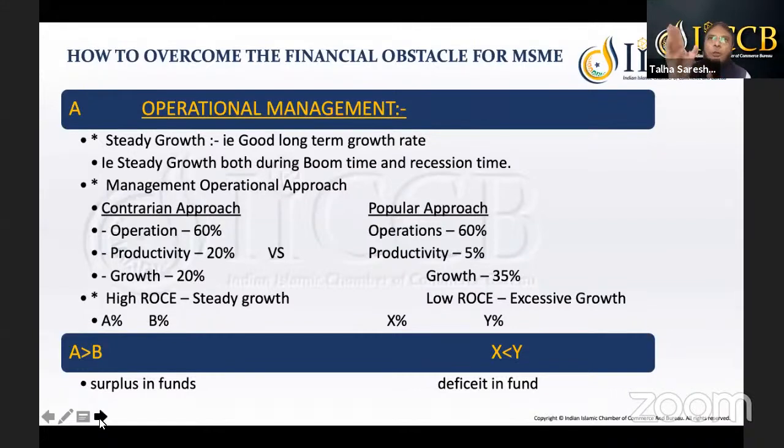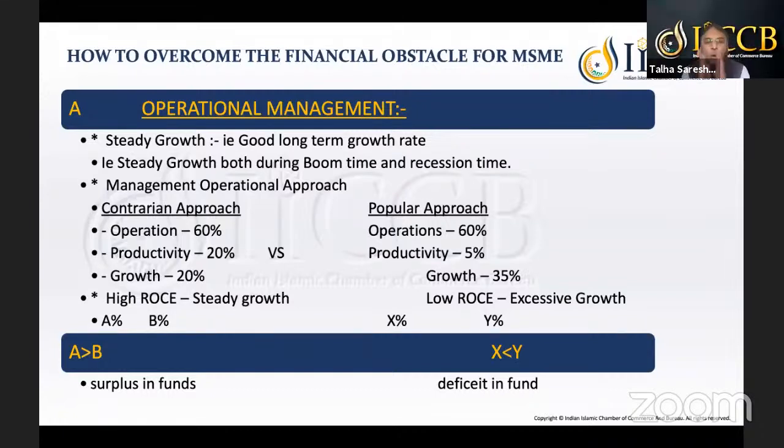If you have done growth and not productivity, then again you will be short of fulfilling the demands of your customers, and a shortfall on fulfilling the demands of your suppliers too. So we need a contrarian approach of productivity 20% and growth again similar. So give equal weightage to your growth and to your productivity.